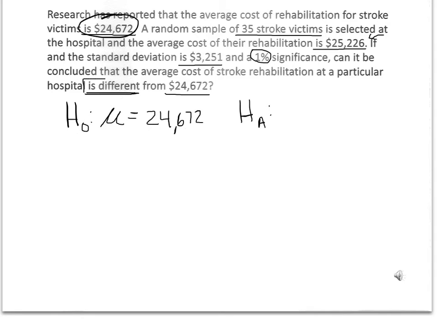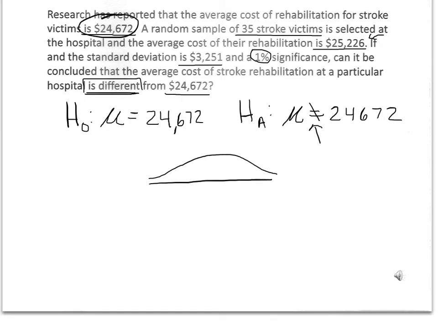Then the question on the bottom, is there a difference? They're not specifying more or less, so we're going to go with the not equal to in this case. This would be what we call the two-sided test because of the not equal to. If I draw myself a picture of my normal curve, a two-sided test is going to cut a little bit off both sides. Since we're talking 1% significance, we would cut 0.5% off of both sides.